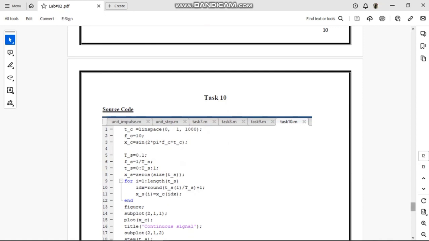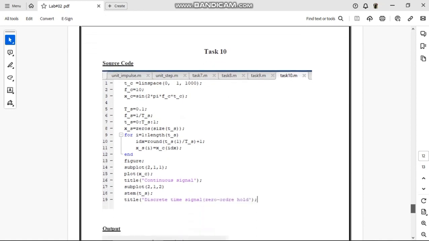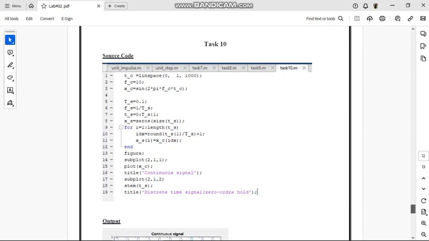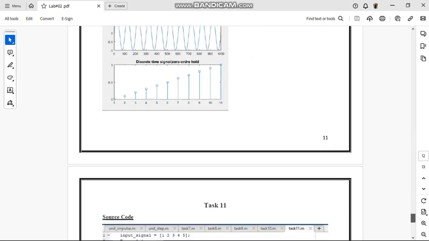Then we have used a for loop, then we have used the figure subplot command 2 1 1, then we plot it, and then we gave the name to our figure, which will be continuous signal. Subplot 2 1 2, and stem command to plot, and the title of the second signal will be given as discrete time signal. This will give us the output of zero order hold. In the figure, this is the continuous signal and this is the discrete time signal, zero order hold.